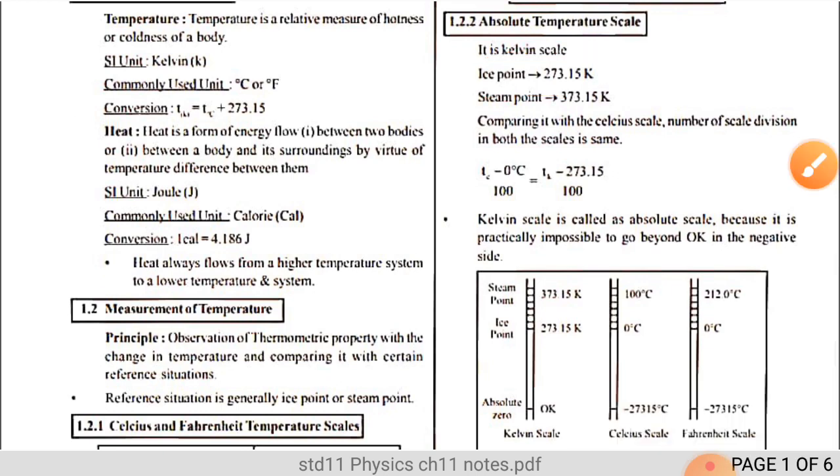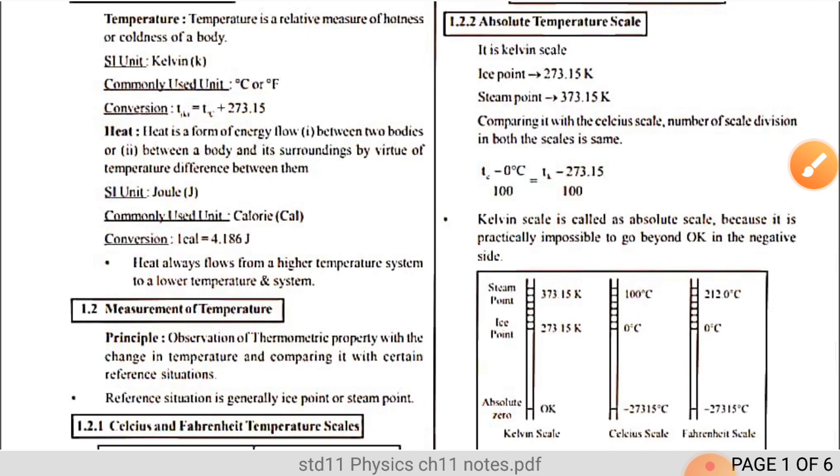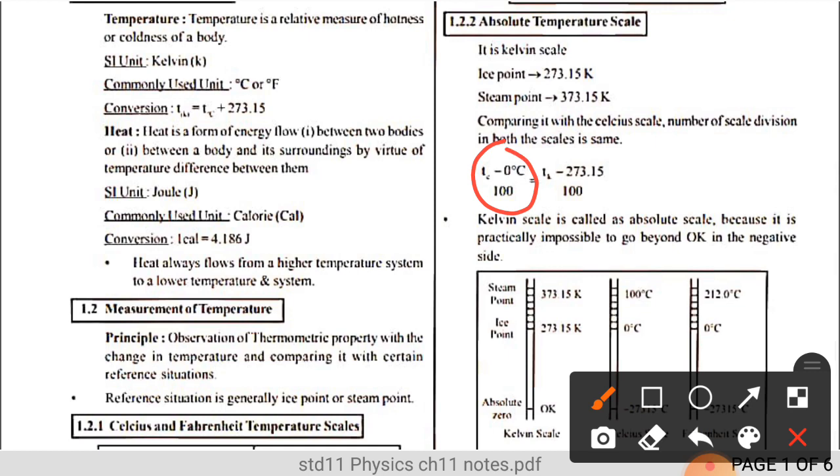And the steam point of water in Kelvin is 373, which is plus 100 of the ice point. So we can write that the difference between the ice point and steam point is 100. Now, conversion from degree Celsius to Kelvin: for degree Celsius we write Tc minus 0 by 100, and for Kelvin scale we write Tk minus 273, the starting point, by 100, the difference between ice point and steam point.